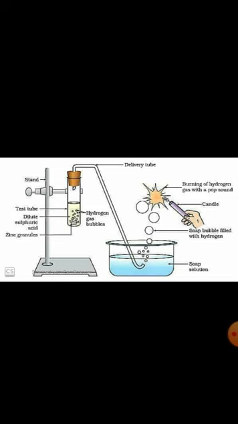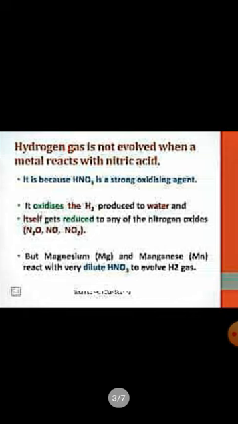Now, we will see whether a metal can react with nitric acid or not. When a metal reacts with nitric acid, HNO3, hydrogen gas is not evolved. The reason is nitric acid is a strong oxidizing agent.